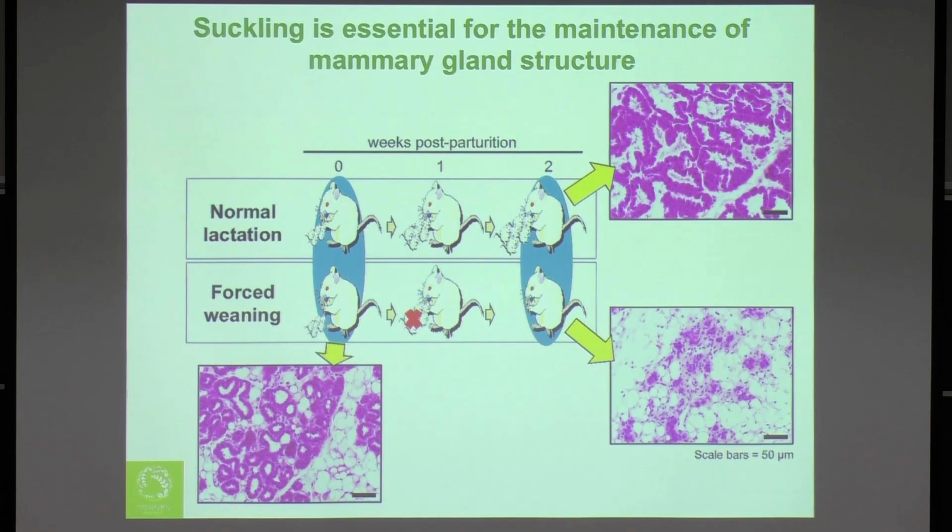But most surprisingly, when we look at the morphological structures of the mammary gland in this forced weaning group, the structure was immediately disrupted. That means that the suckling signal is very much important to maintain the mammary structures.